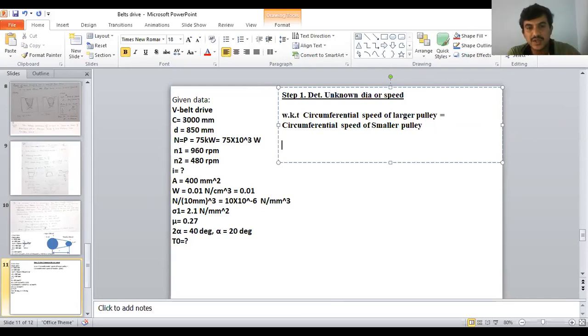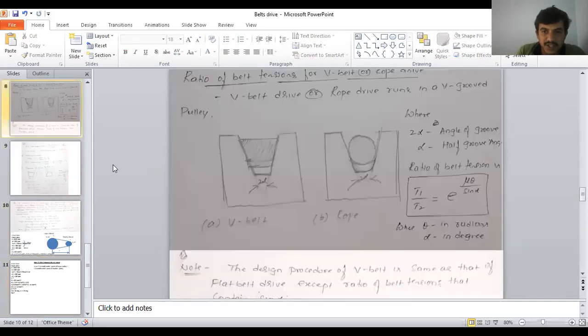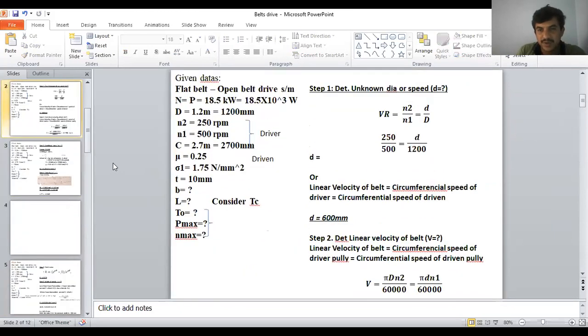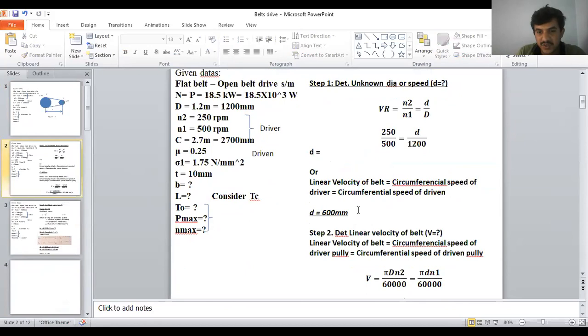Now which is unknown here? Now you calculate and tell me the answer. Or you can use the velocity ratio, that is also possible. But better use this formula. Now don't go for velocity ratio.